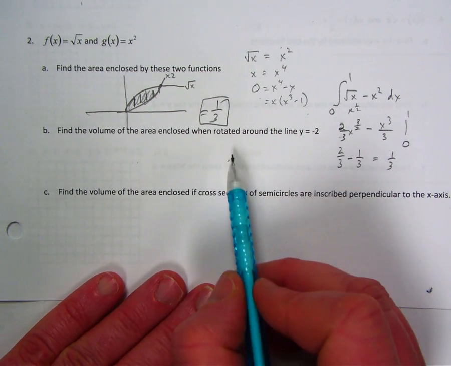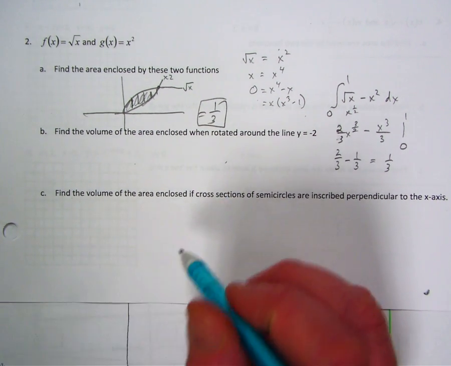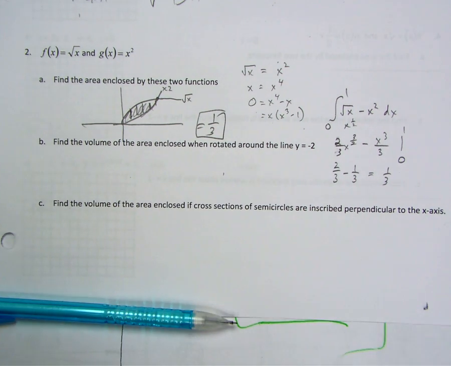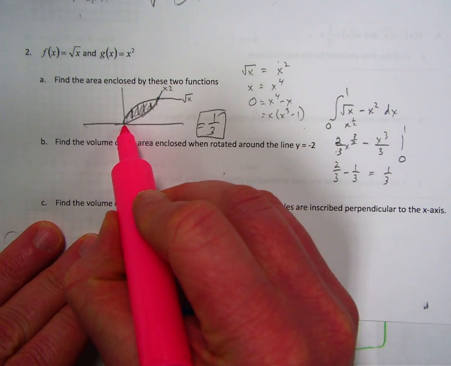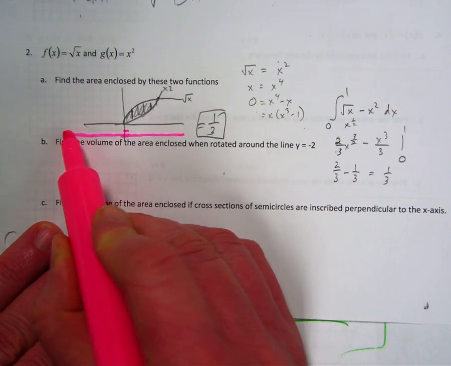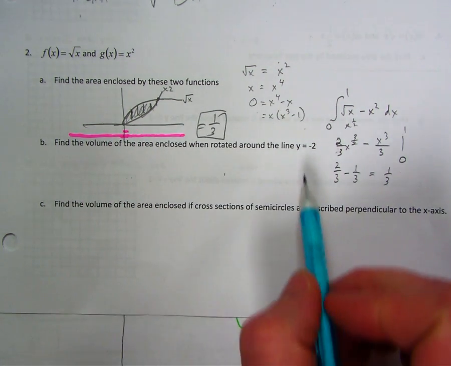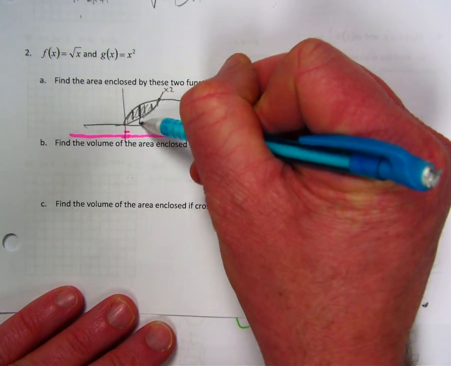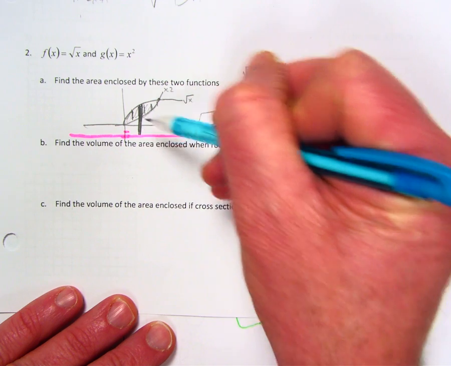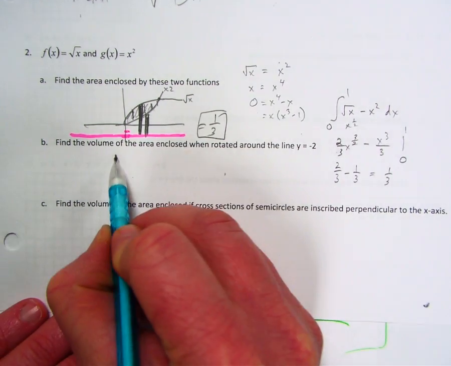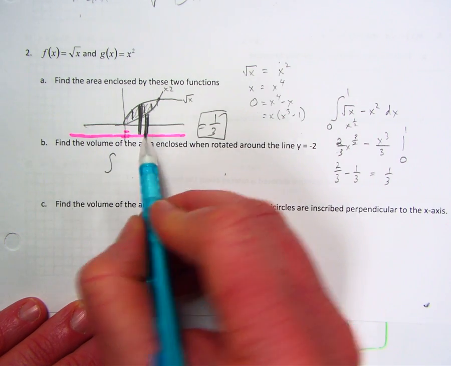Find the volume of the area enclosed when rotated around the line y equals -2. I'm going to keep using my same picture, only I'm going to draw in the line y equals -2 right here. So this time we're rotating down to that axis, so it's going to have a hole in it. It's not going to be a cylindrical hole, so I need to write an expression for the outside radius, which is the big radius squared, and the little radius squared.